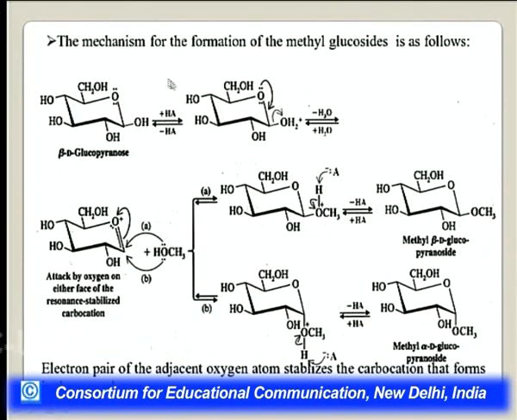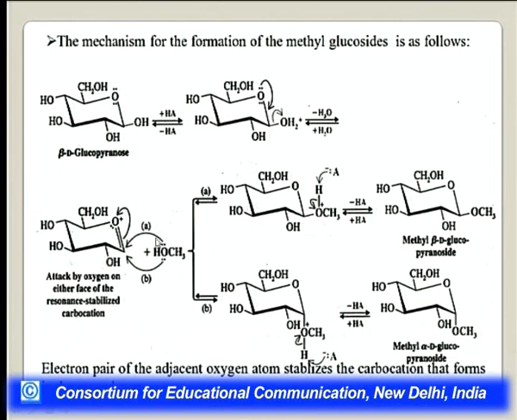Here is the mechanism for the formation of methyl glucoside. How does it happen? First of all, you can see the hydroxyl position in this chair form. This is nothing but an equatorial position, so it is beta-D-glucopyranose. In the presence of acid, what happens first? This proton will attach to this hydroxyl group, so a protonated water molecule is formed, and what happens when the removal of water takes place from here?